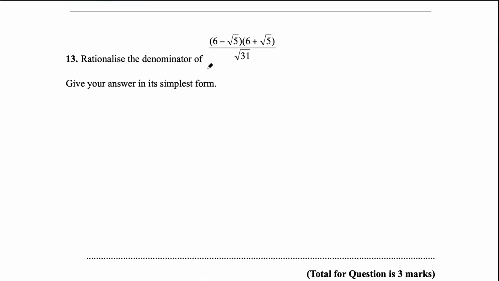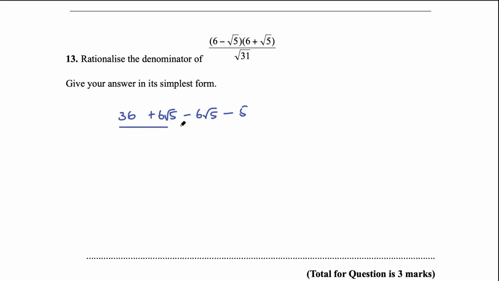Question 13 says, rationalize the denominator of this expression here. Give your answer in its simplest form. So you could simplify this top line first before you did the rationalizing, which is what I might do, but you could do it the other way around as well. So expand these brackets first. 6 times 6 is 36. 6 times root 5 is plus 6 root 5. Take 6 root 5. And then take root 5 times root 5 is 5.